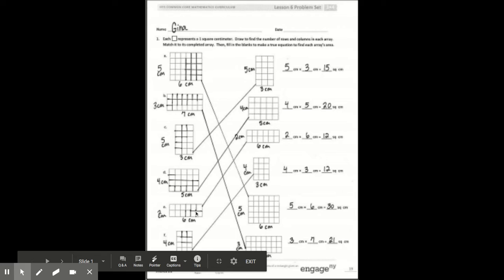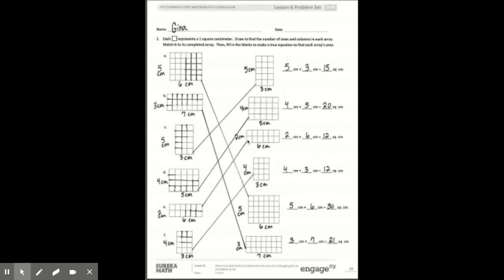On part E, we found that one side is 2 centimeters, and 1, 2, 3, 4, 5, 6, the other side is 6 centimeters. Draw along a line to the matching rectangle. Again, 2 centimeters by 6 centimeters. So 2 centimeters times 6 centimeters, so 2 times 6 would be 12 square centimeters.